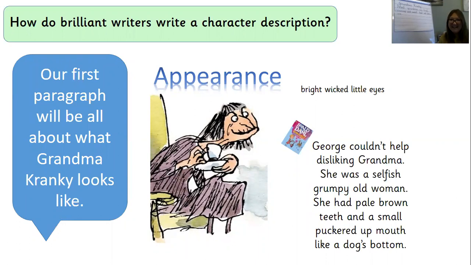Okay, welcome back everybody. We are going to be writing our first paragraph now, all about appearance. So that's what Grandma Kranky looks like. We can get a lot of our ideas from the text. I remember reading about how tiny she was and how short her legs were, and also about her bright, wicked little eyes. This was one line I remember from the book that could help you describe her appearance. It says, George couldn't help disliking Grandma. She was a selfish, grumpy old woman. She had pale brown teeth and a small, puckered up mouth, like a dog's bottom.